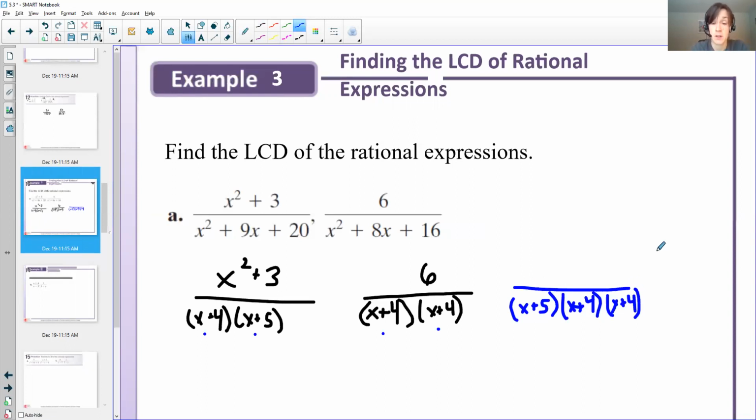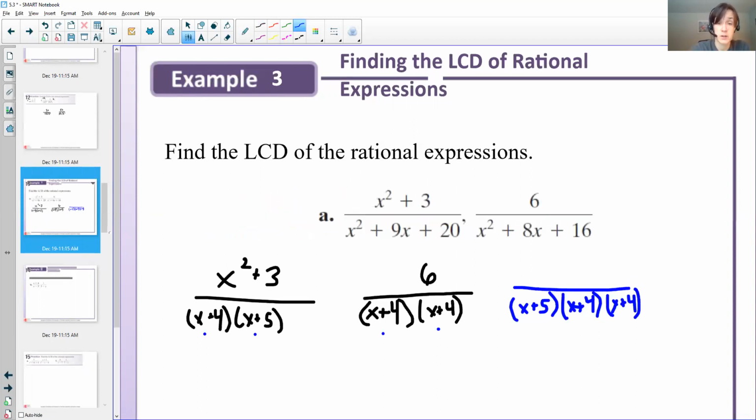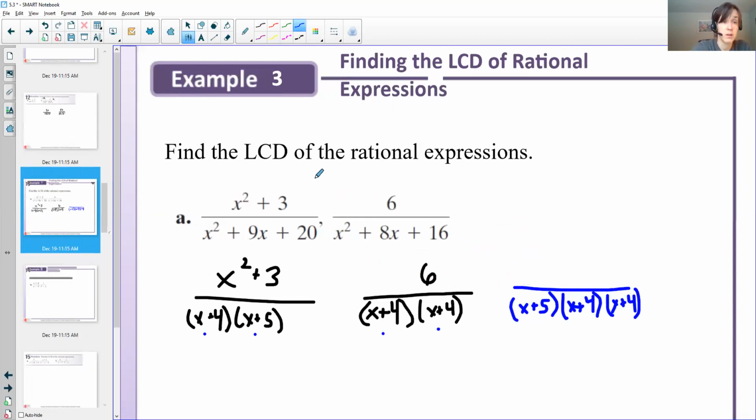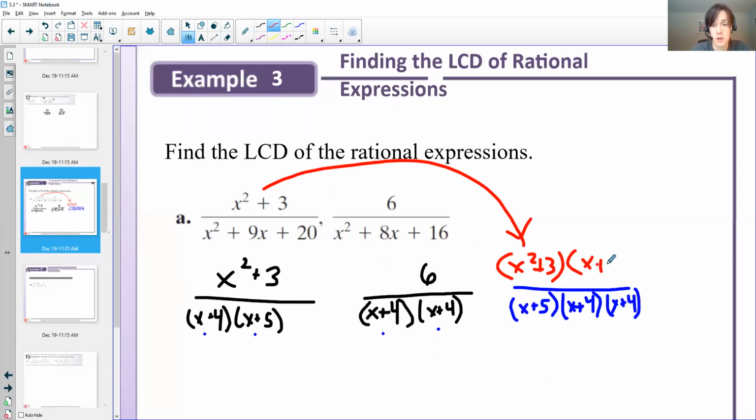All right, so that's my least common denominator. Now, let's put our first fraction there. Ooh, I lost my pen. Hold on. Yeah. Let's put our first fraction there. So how did this denominator change right here, this first one? Well, I needed an extra x plus 4. So what I would do is take my x squared plus 3 from the top, multiply it by x plus 4. That's it. You would multiply through. I'm not going to do all that here because I'm going to run out of room, but it's just FOIL, right?